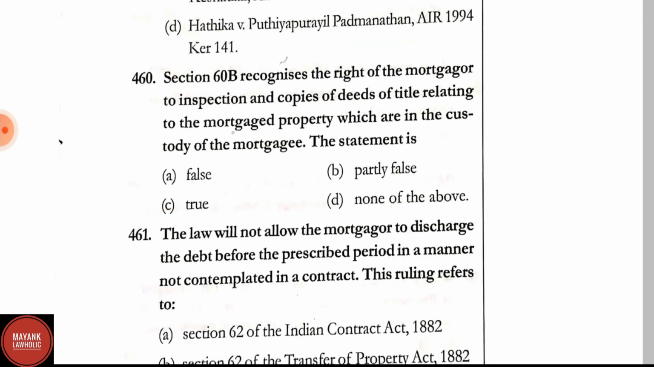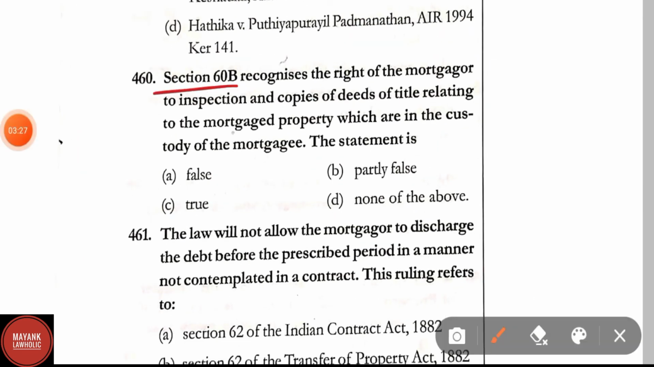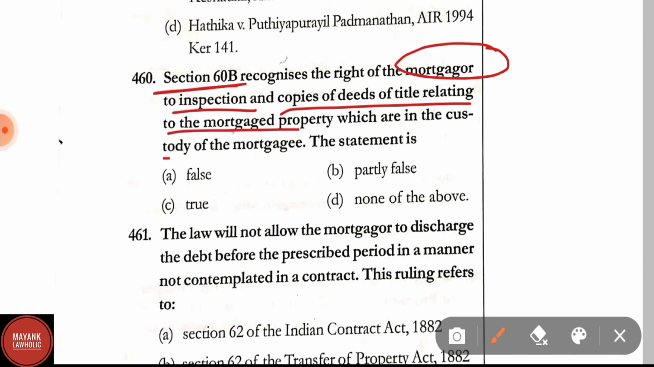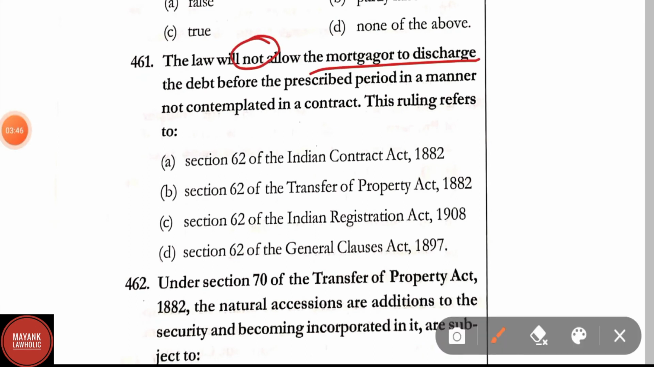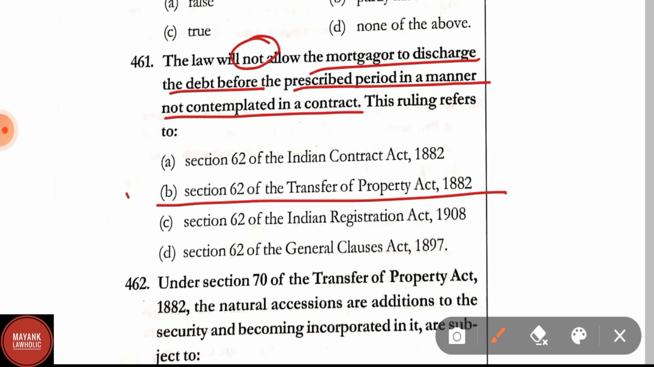Question number 460. Section 60B recognizes the right of the mortgagor to inspection and copies of deeds of title relating to the mortgaged property which are in the custody of the mortgagee. This statement is true. Question number 461. The law will not allow the mortgagor to discharge a debt before the prescribed period in a manner not contemplated in a contract. This ruling refers to Section 62 of the Transfer of Property Act.